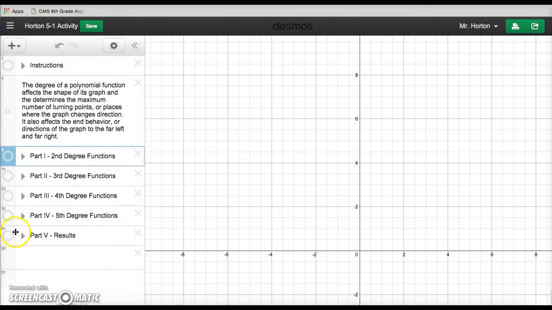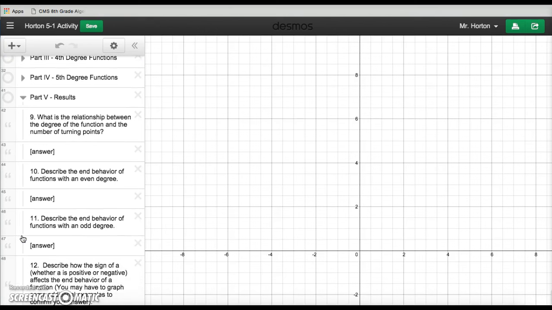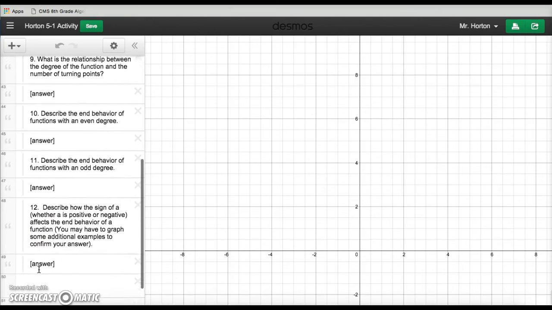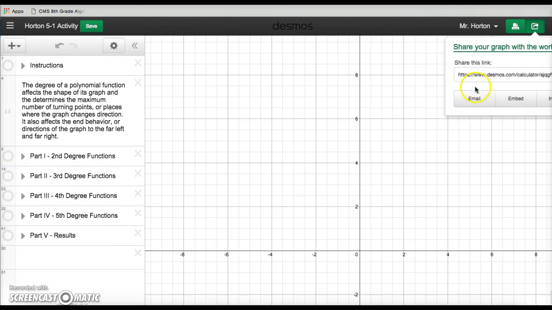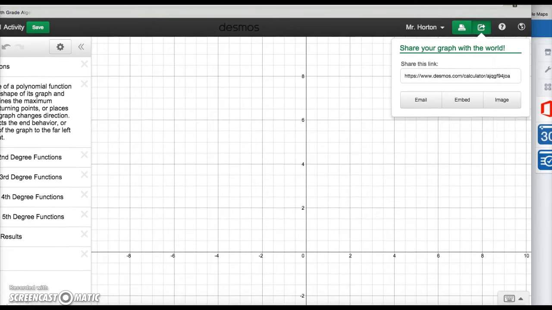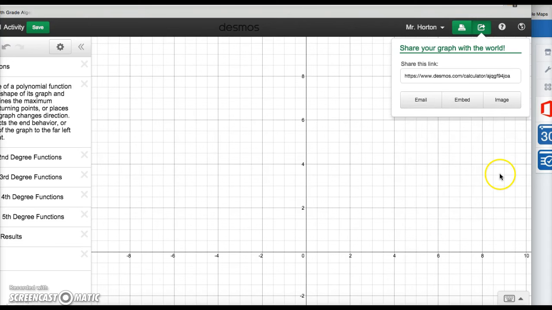After you've done all of those third degree, fourth degree, and fifth degree functions, come down here to part 5, results. And you're going to compare some of the things you've looked at with the different degree functions to be able to answer these questions. So there's 12 questions in total. And you should have all the relevant graphs in there as well. When you're finished, again, we'll come over here to share the graph, and we'll click on email, and you're going to send it to my email address, and that is how you will submit your work for the day.